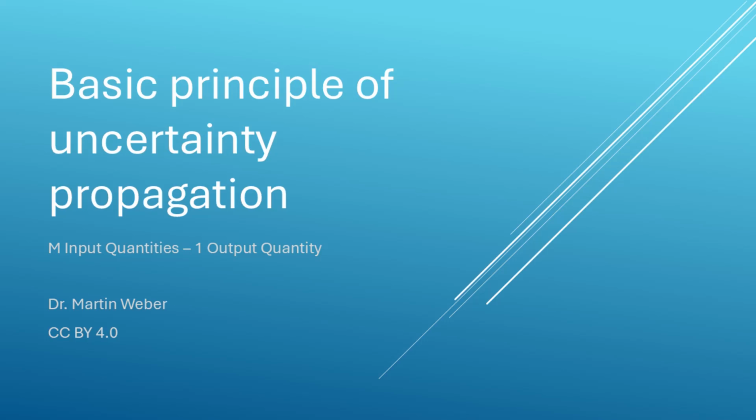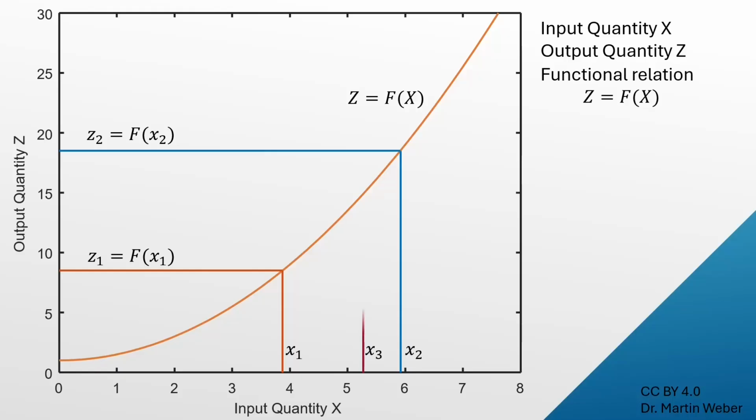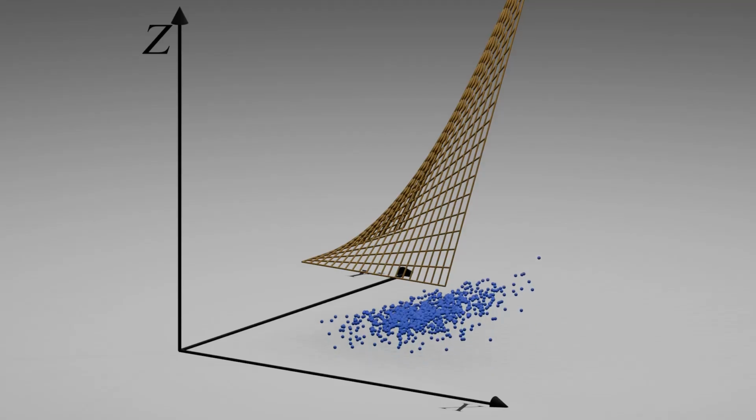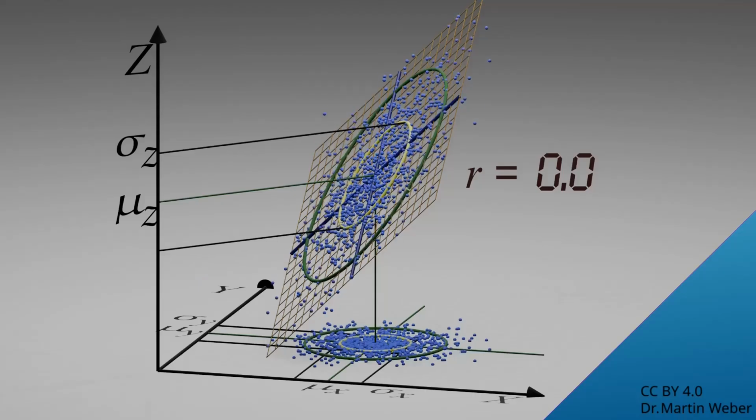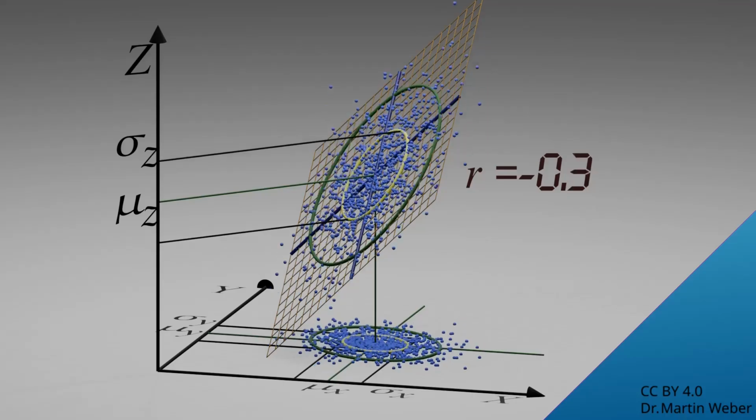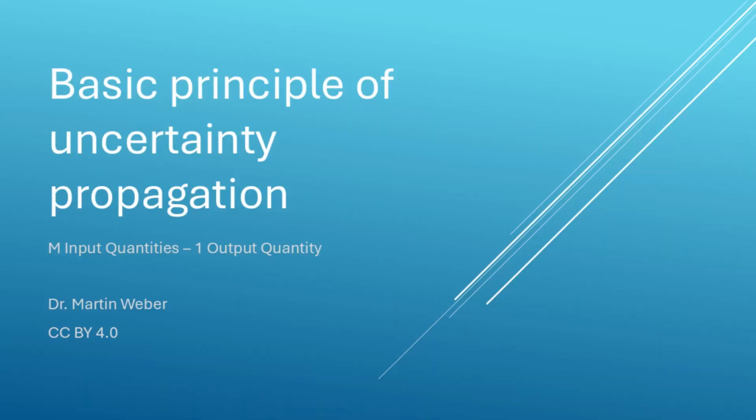Welcome to the next part on uncertainty propagation. So far I have visualized how it works with one input quantity and two input quantities and how correlations are included. In this video I will show how to extend it to more input quantities.